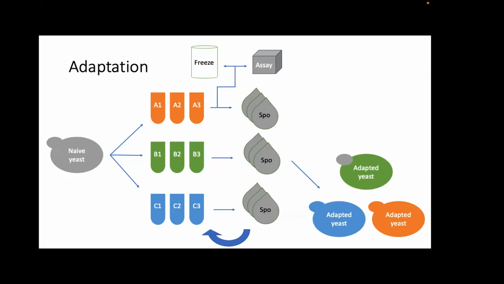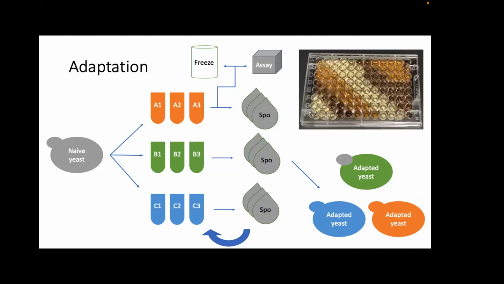What this did is that sporulation speeds up how quickly the yeast can adapt to environments, since we can more rapidly get combinations of good alleles together. We would freeze the yeast every week, and then we also measured the growth rate to see how adaptation was going. And then by the end of the process, we got a bunch of adapted yeasts.